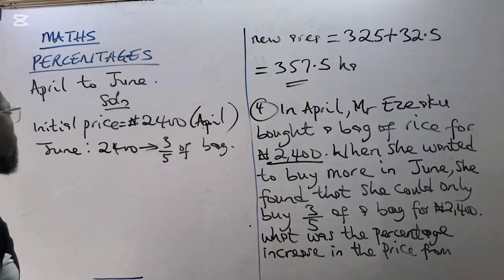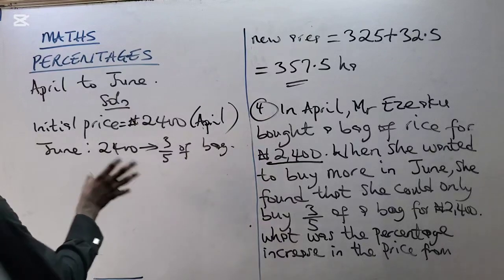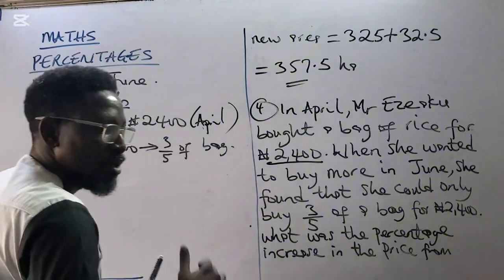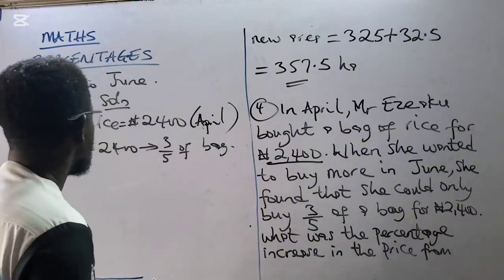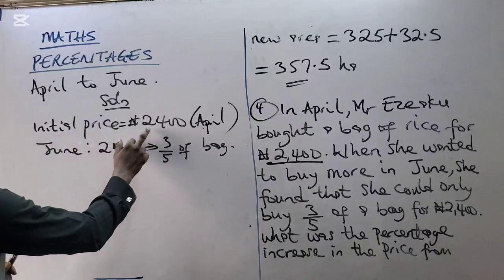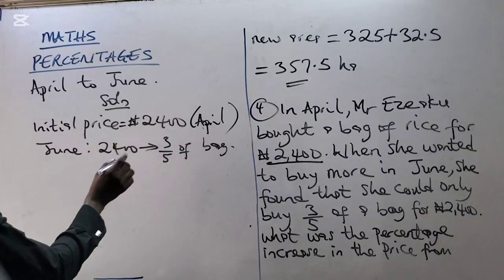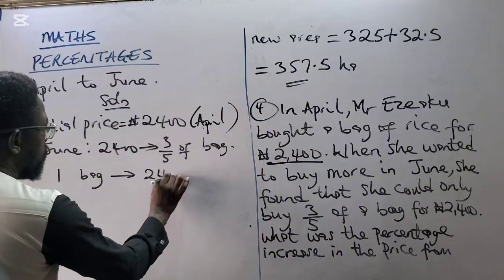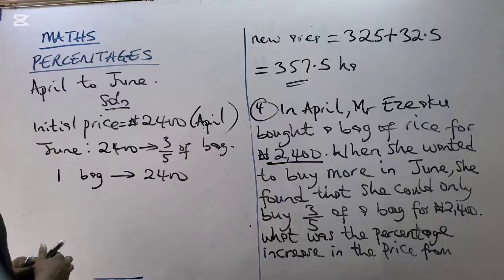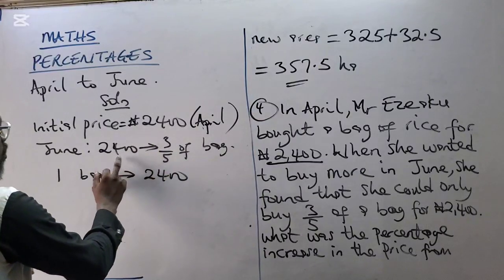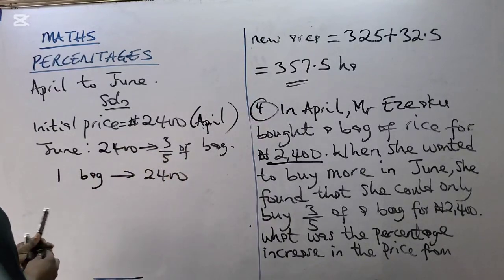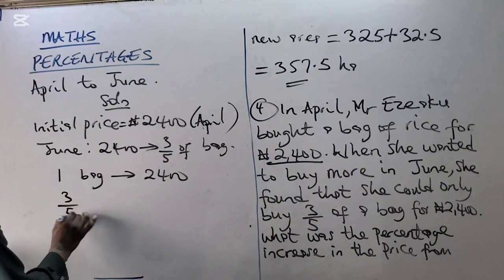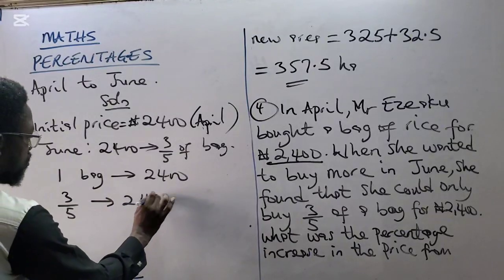Now, what I will need to get is how much is a bag in the month of June. We need to get the price of a bag in the month of June. So first thing I'll do is, one bag, that's for April, one bag is 2,400. Okay? Now, it's said 3/5 of a bag is 2,400 by June. So for June, 3/5 of a bag is 2,400.